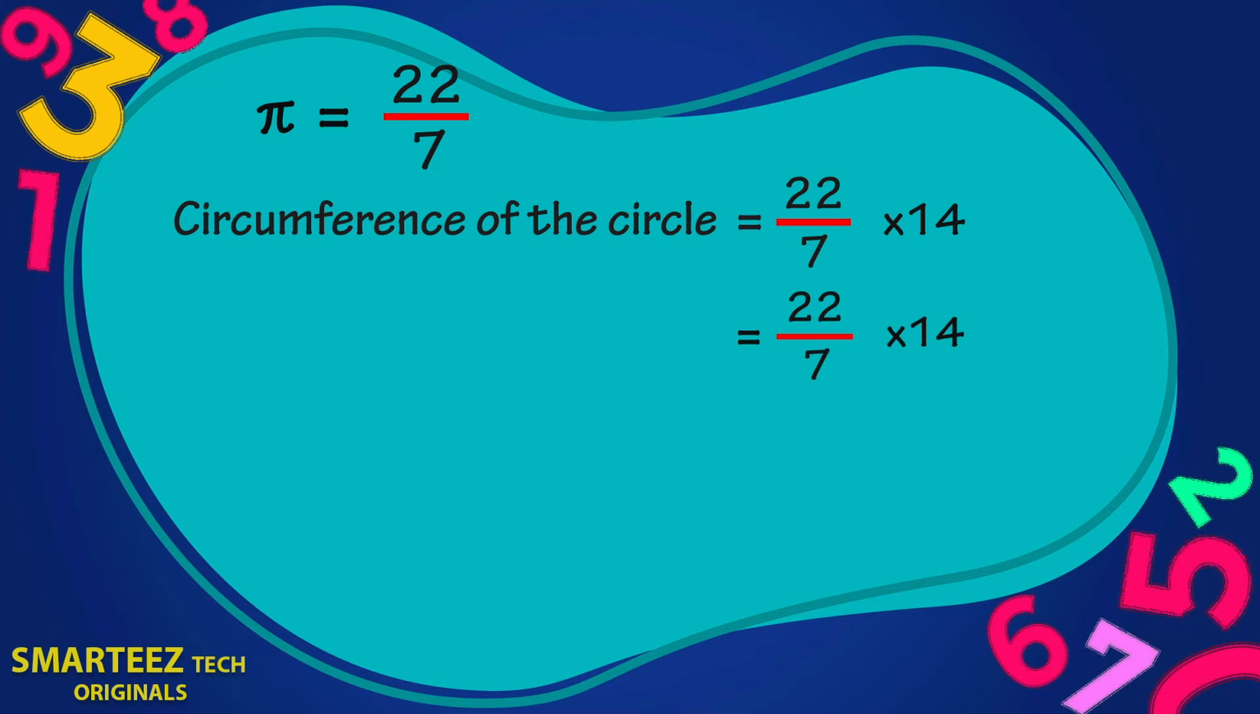Let's take out the common factor of 7. So 1 times 7 is 7, 2 times 7 is 14. So we put 1 at the denominator and 2 at the numerator for 14. This simplifies to 22 times 2, which is 44 centimeters.